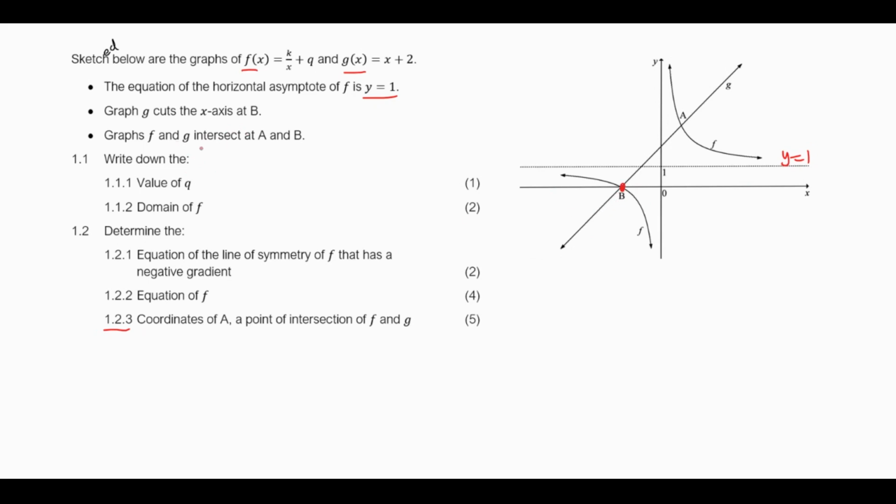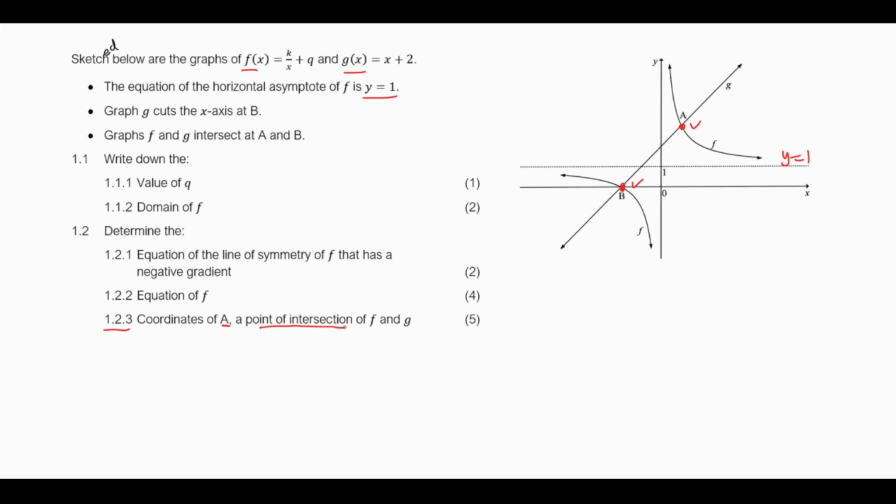Graph f and g intersect at A and B. So A and B are the points of intersection of the two graphs. And B also is the x-intercept of f of x. So we're asked to find the coordinates of A, the point of intersection.